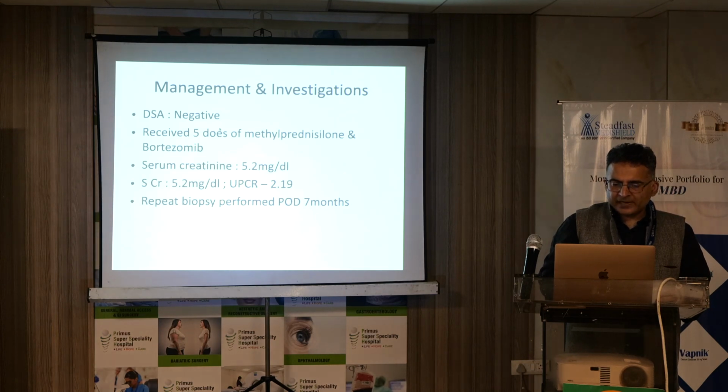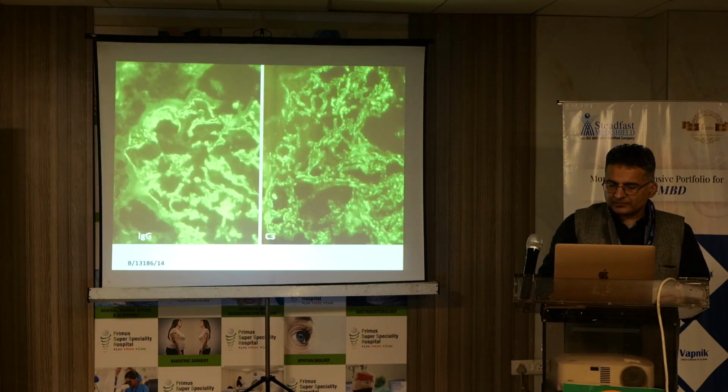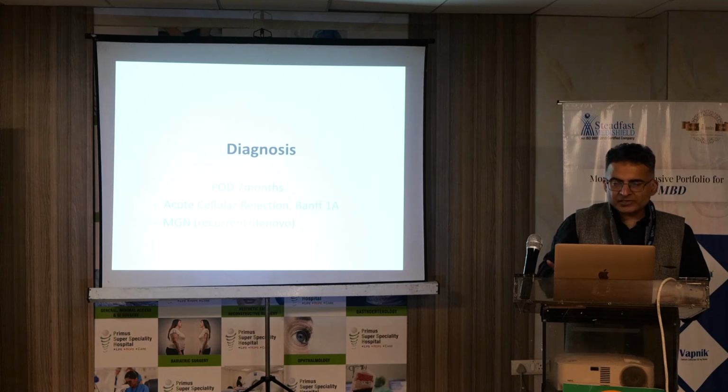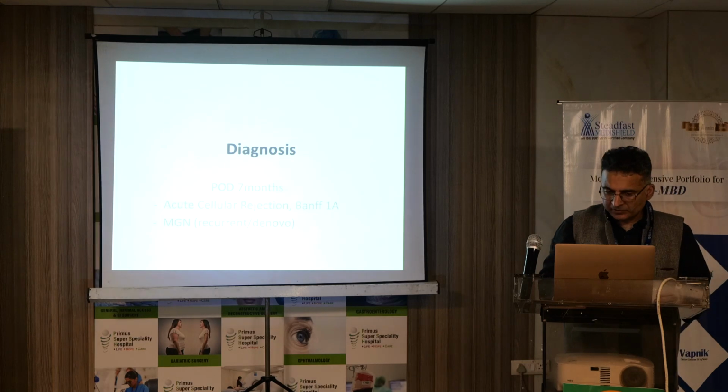DSA was negative, received 5 doses of methylprednisolone, bortezomib, serum creatinine 5.2, rising. See, now UPCR was 2.19. Repeat biopsy was performed just to see whether there was some reduction in the infiltrate or not. The infiltrate was still persistent. But the IgG became stronger now. Initially it was 1 plus, now it became 3 plus. I said acute cellular 1A, MGN recurrent. Now the proteinuria, UPCR, was 2, but then you have to understand there was so severe a degree of ATN and all that, it could be due to proteinuria also.